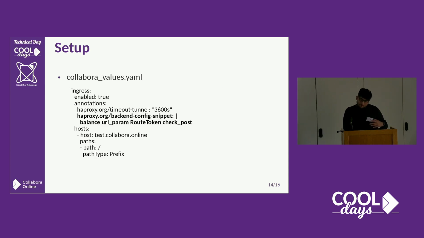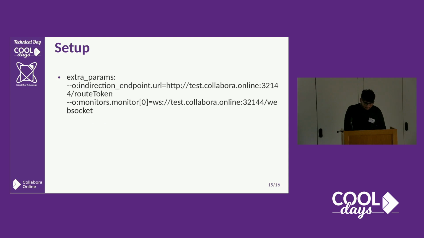And for that, you need to edit the HA proxy config so that it uses route tokens to balance the pods and distribute the load. And there is still more config, like the redirection endpoint, which is used to serve the route token, and the monitors, which is a socket connection between operator and pods.